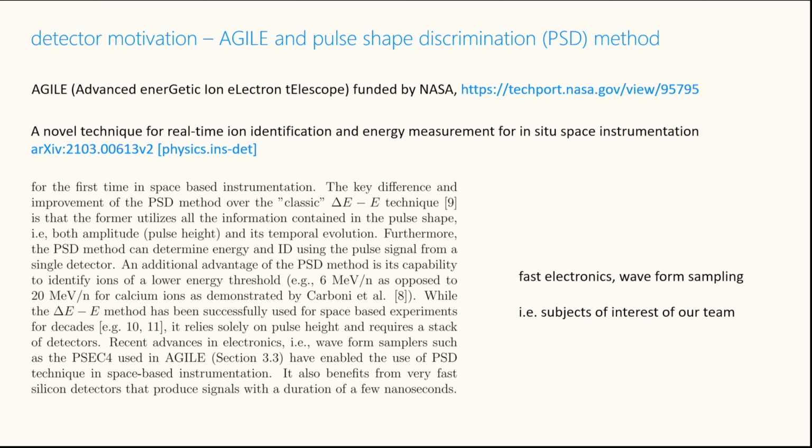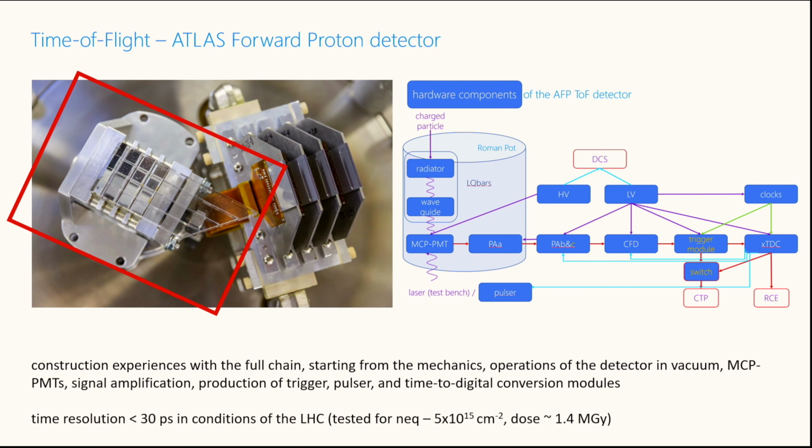So what the AGILE project proposes is the so-called pulse-shape discrimination technique, which works differently, and I will come to this. The keywords are fast electronics and waveform sampling. This is what it is about.